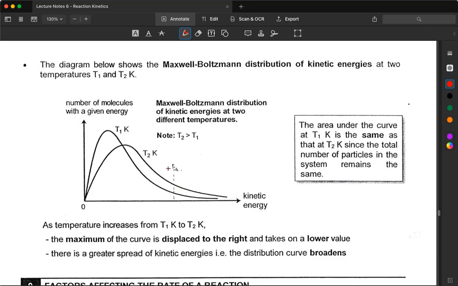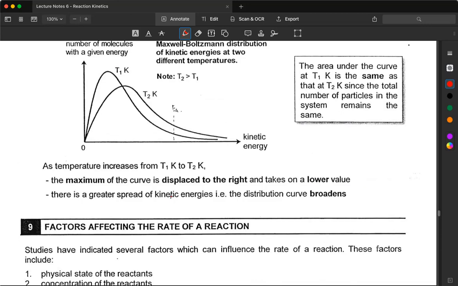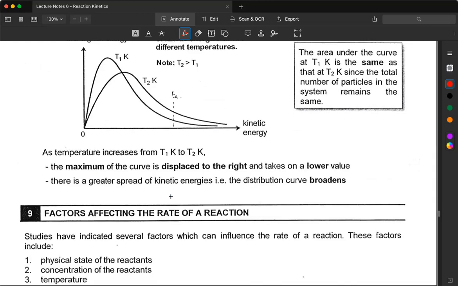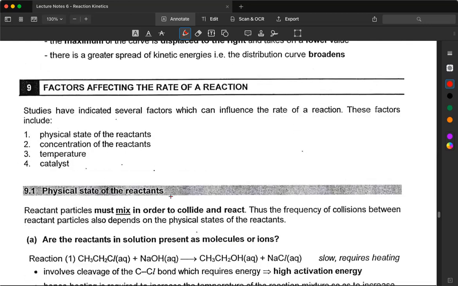Please know this very well and indicate your EA as well. The EA will remain constant. So temperature increases, but EA is the same because it's still using the same catalyst, if the reaction is a catalyzed reaction. Then these are the factors that affect your reaction. I'm going to go through this very quickly.